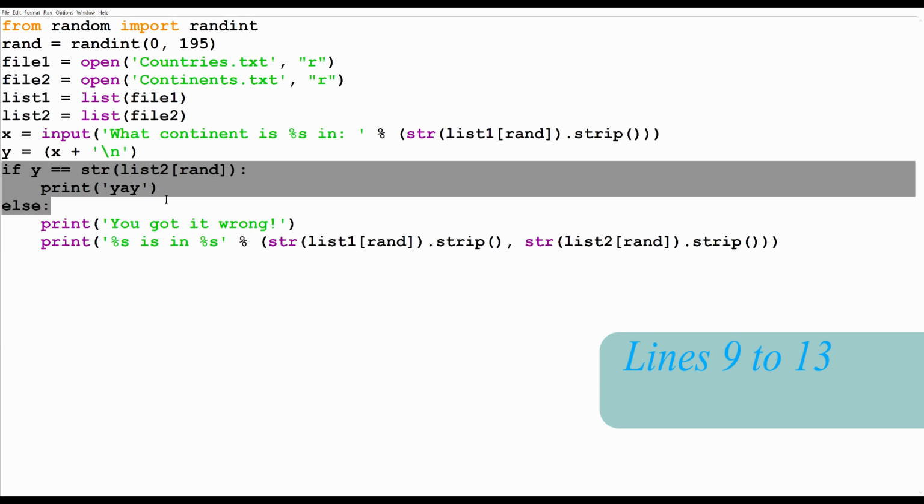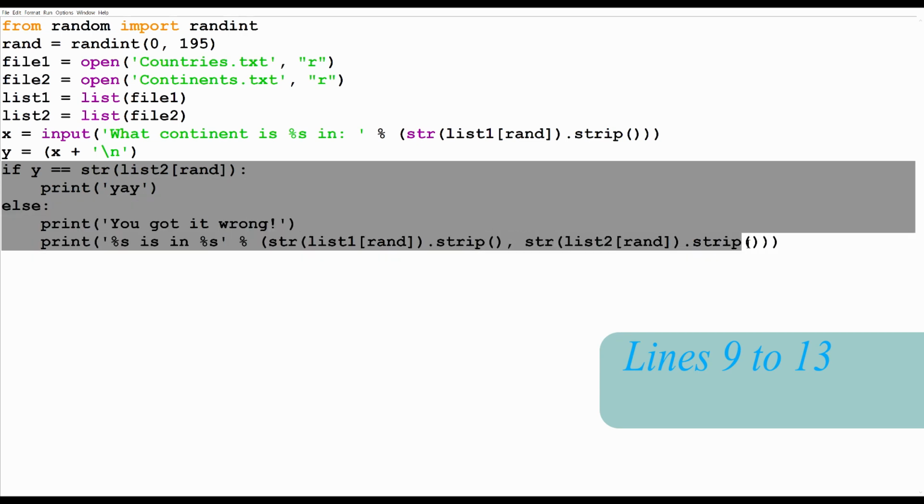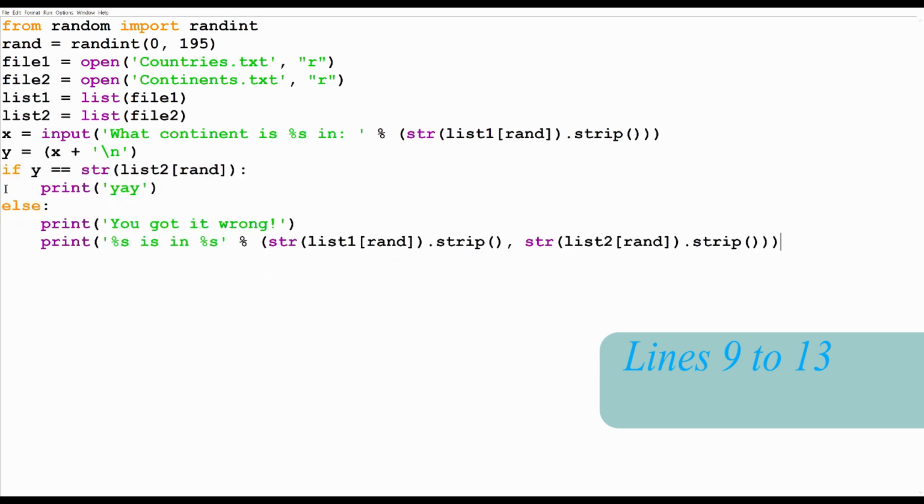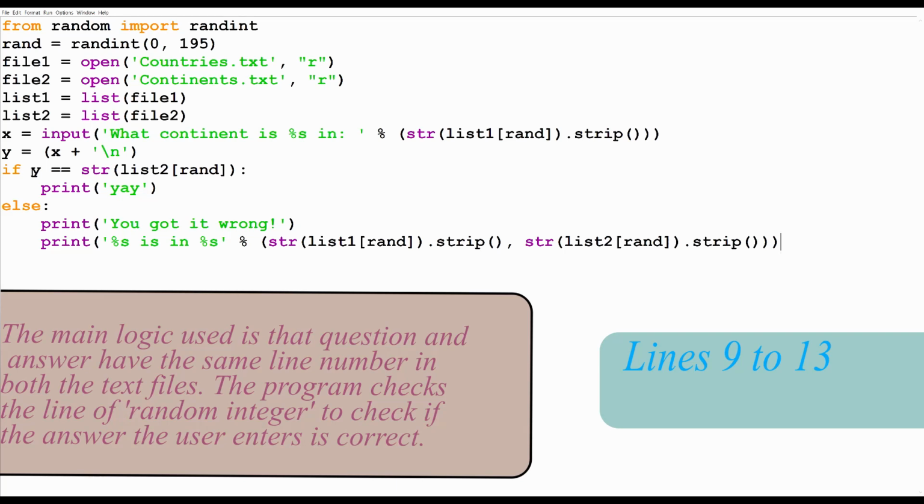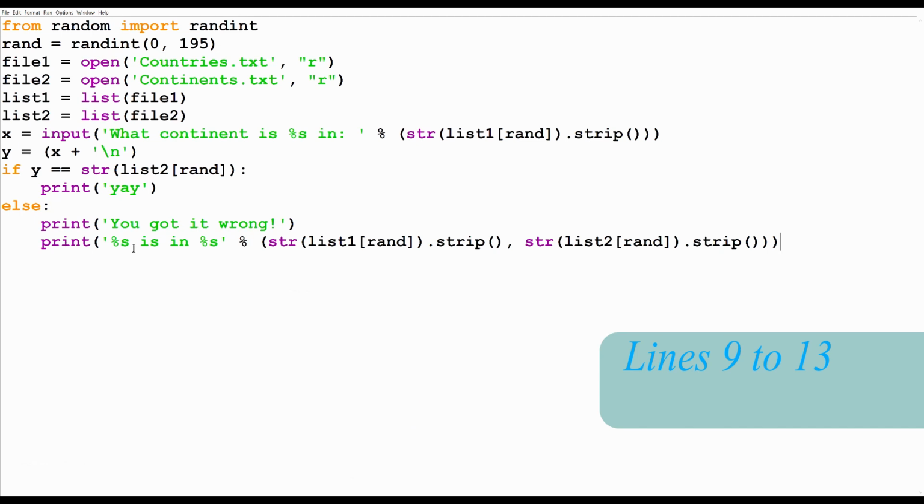Now we move on to the if loop, which spans lines 9 to 13. The first line here checks if the answer that you gave was the correct answer. If you got it correct, it would say yay. If you got it wrong, it would say you got it wrong, and print the country. Print Canada is in, then the continent. So it would say Canada is in North America.